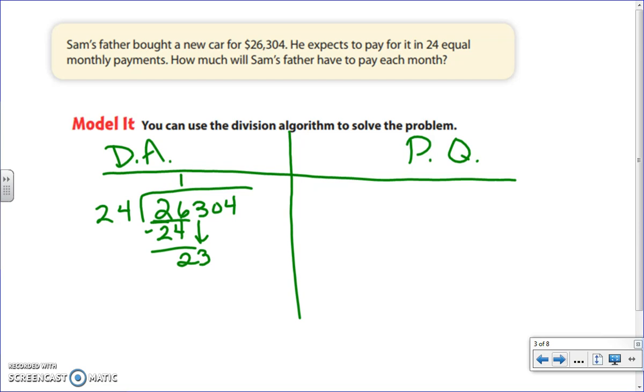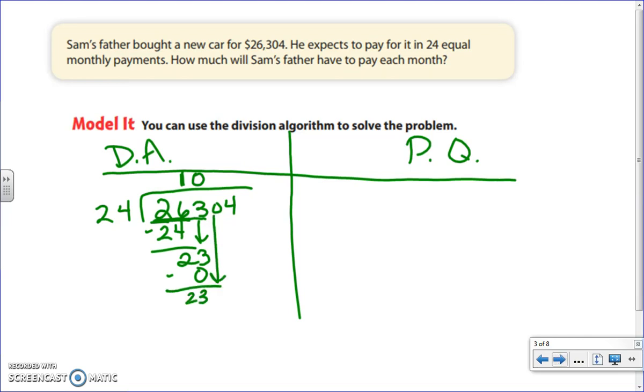Now I see that 24 does not go into 23, so let me make sure I'm clear about this. When I was looking at 26, and I knew that 24 goes into 26 once, I put the 1 above the 6. That's the last part of the number that I was looking at. It's important that you align the 1 in the correct spot so that you know where the decimal goes and all those other factors as well. 24 goes into 23 0 times, so I take away 0.